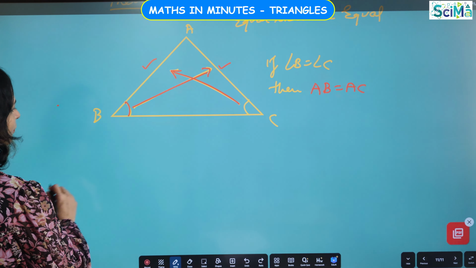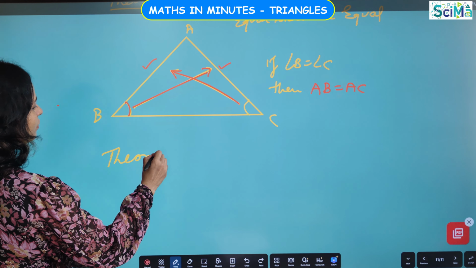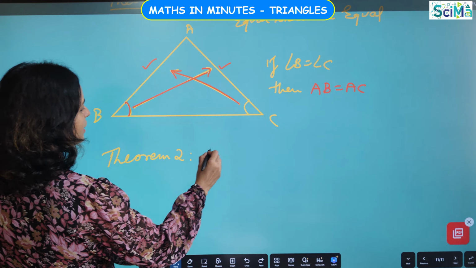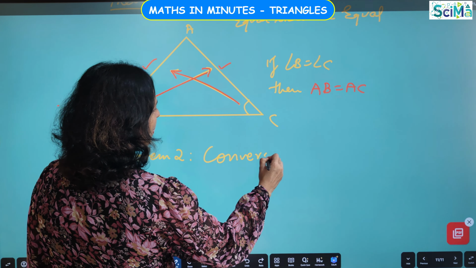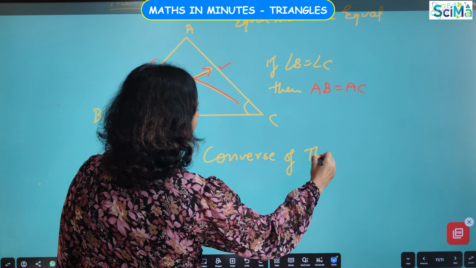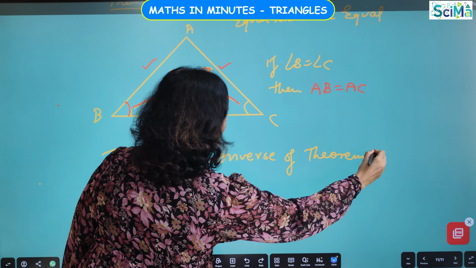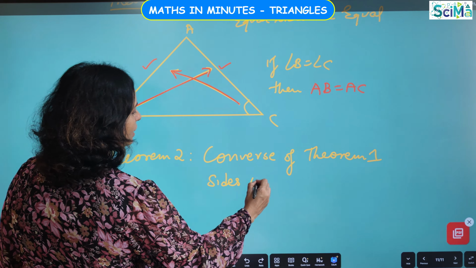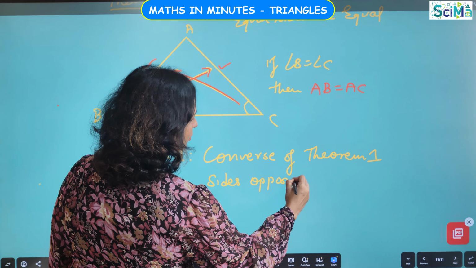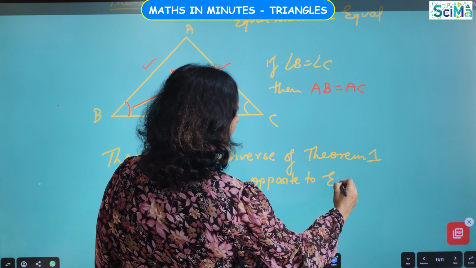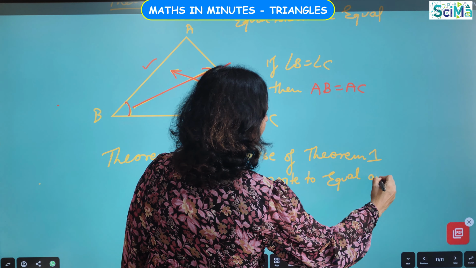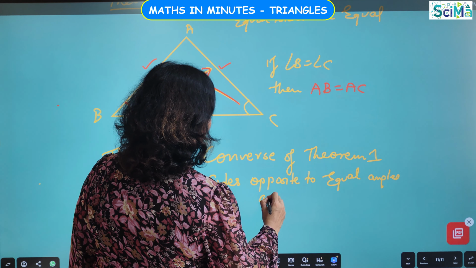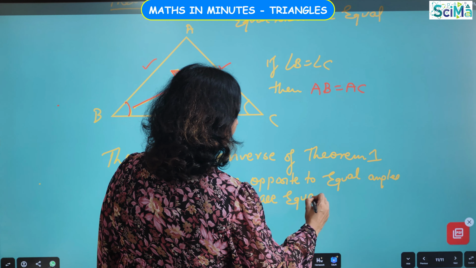Theorem 2, that is converse of theorem 1, which says that sides opposite to equal angles are equal.